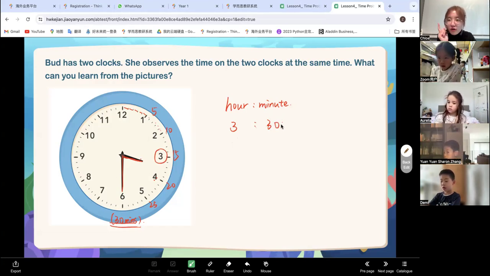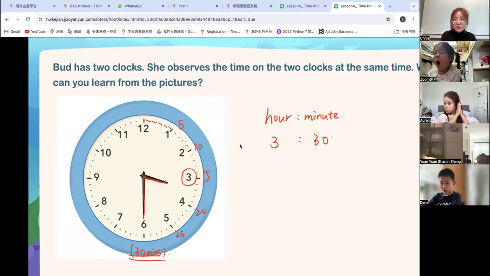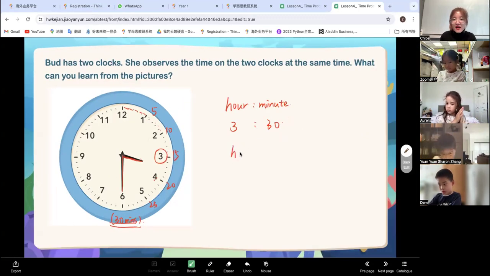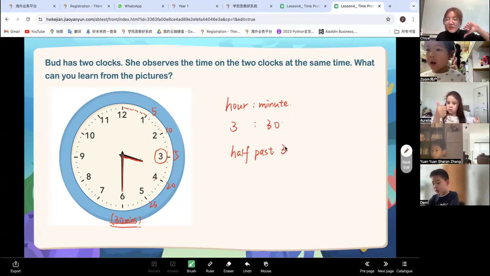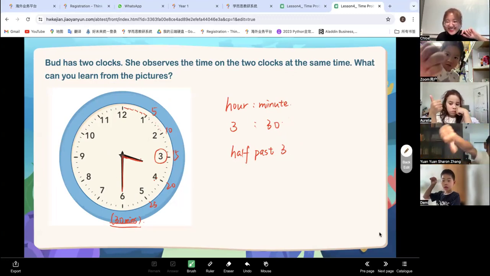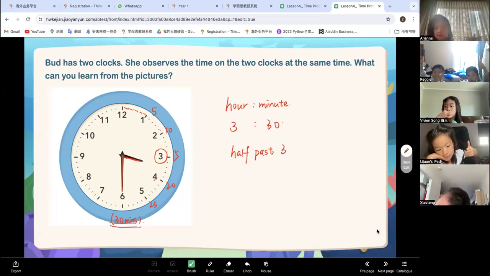3:30. Or everyone, in the UK, we have another way to read it. It's 3:30. Have you ever heard it before? Yes or no? Have you ever heard it? Thank you, Aurelia. Thank you, Alex. Thank you, Vivian.